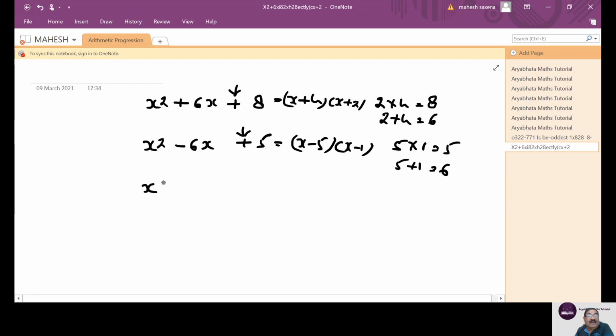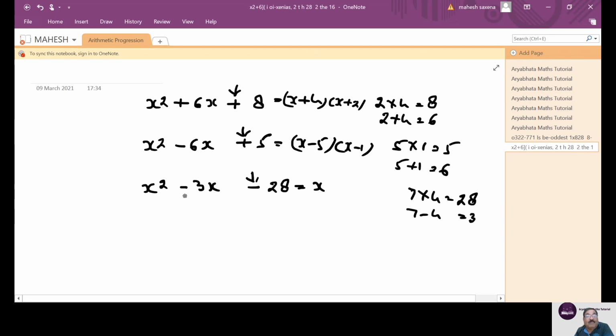Let x square minus 3x minus 28. Since this term is negative and 7 into 4 is equal to 28, 7 minus 4 is equal to 3. Therefore, the factors of this are, as this term is negative, x minus 7, x plus 4.